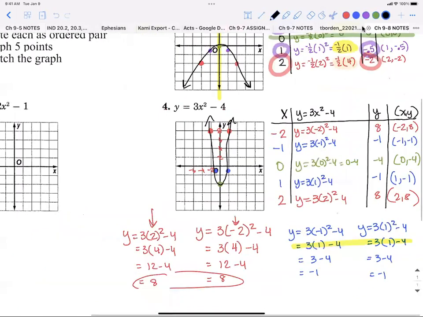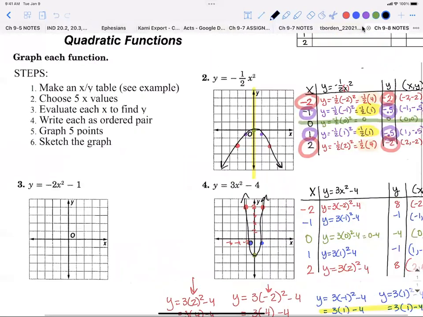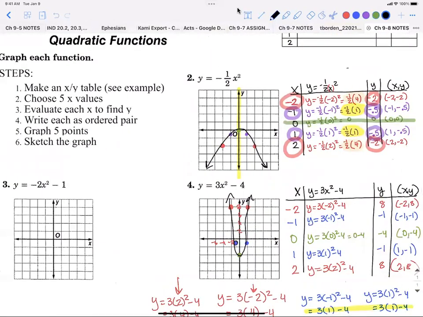So this is what I said: they're not hard, but they do take a lot of actual work, okay? So you need to follow the 6 steps on each one of them, and it is odds only on your homework.